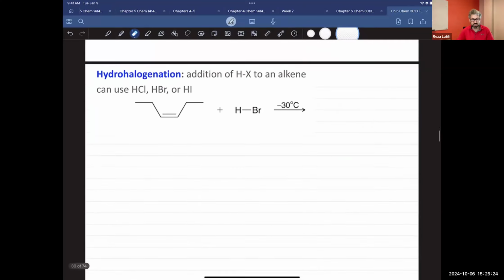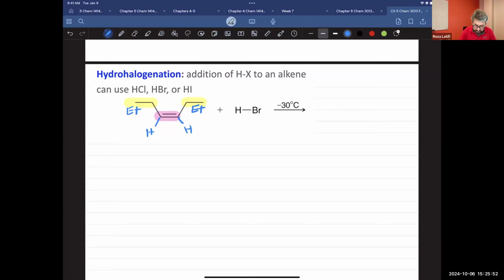Let's start with the simple case. We have a double bond that has two hydrogens on each carbon, okay? And it has identical substituents. So the substituents are identical. In this case, both of them are ethyl. Okay, it doesn't matter where to add the bromide. In this case, no, it doesn't matter.